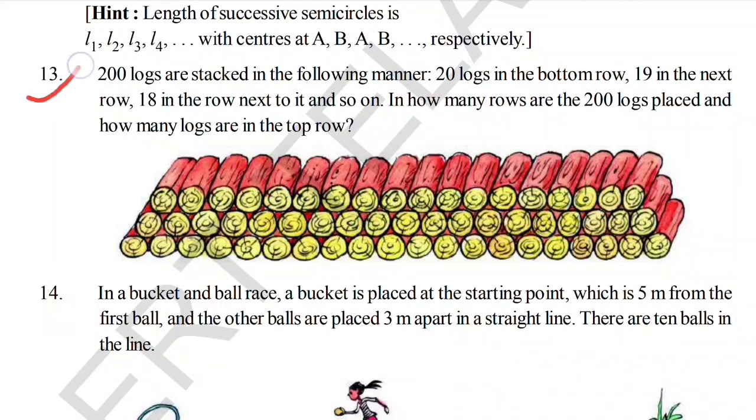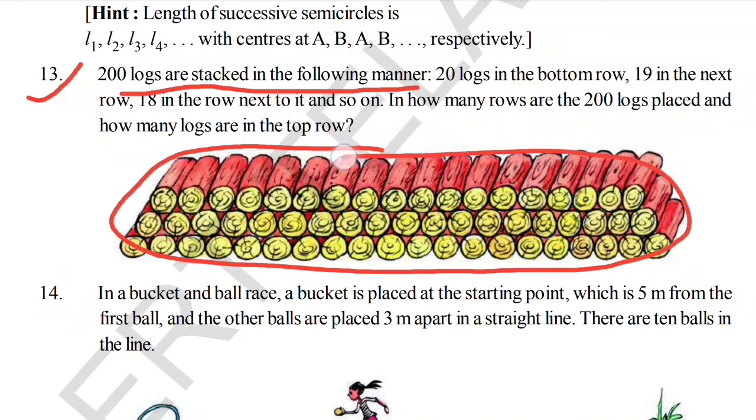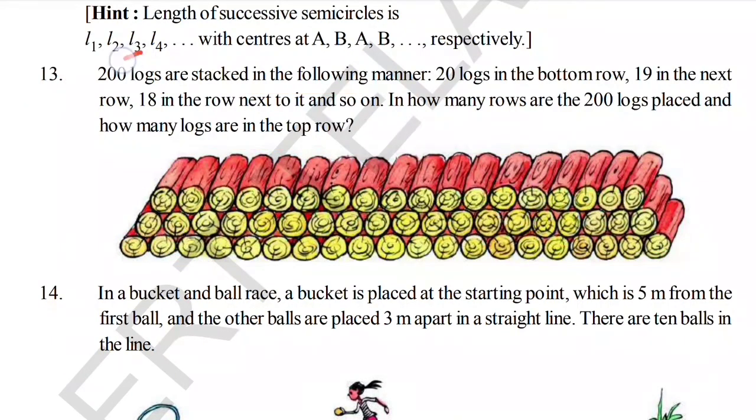Next, 13th question: 200 logs are stacked in the following manner. Here observe the figure, these are called logs. The total logs are 200. So 200 logs are stacked in the following manner. That means 200 can be equal to the Sn value. Sn means the sum of the first n terms. So here 200 logs equals Sn.